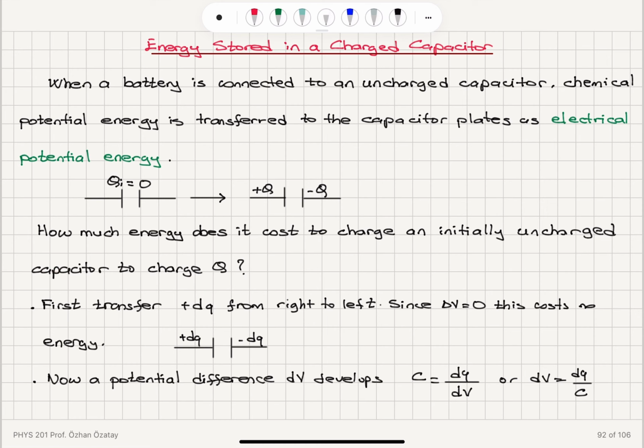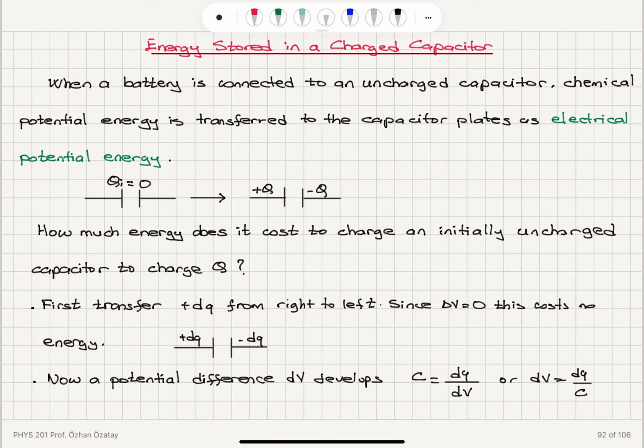In order to answer this question, we're going to go in small steps. First we transfer a charge of plus delta Q from the right side to the left side. That's how we can think about it, because the process of transferring charge from and to the battery is equivalent to transferring a charge from one plate to the other plate. So if we transfer a charge dq from one plate to the other, this plate will be charged to plus dq, and this one to minus dq.